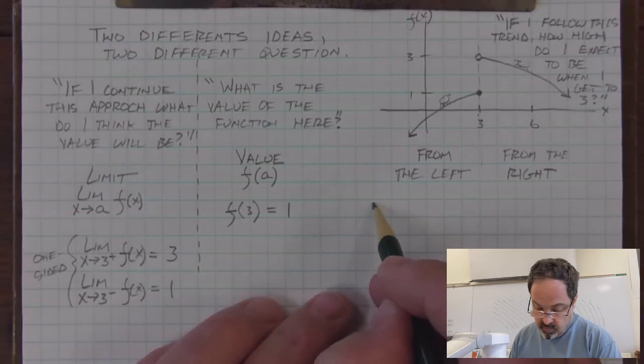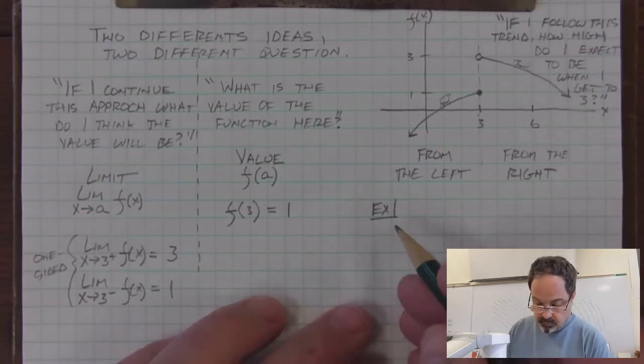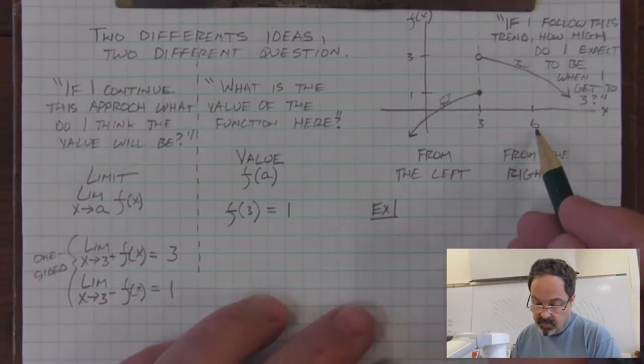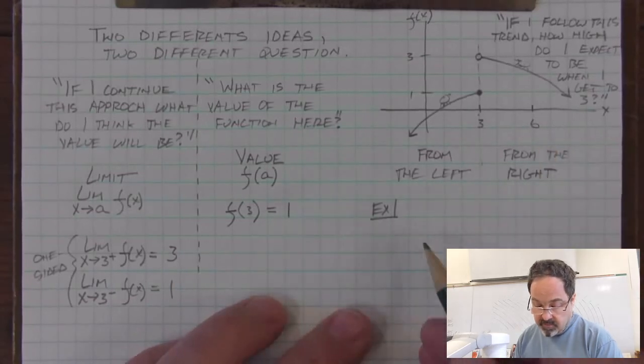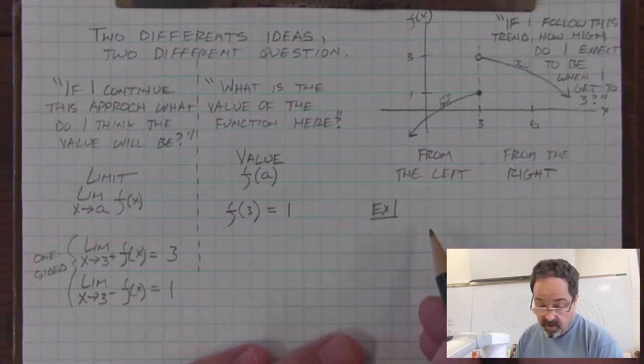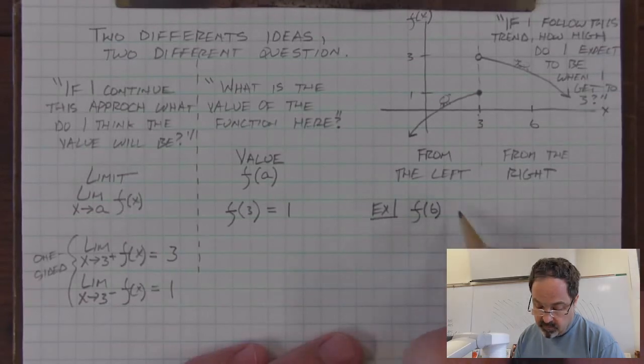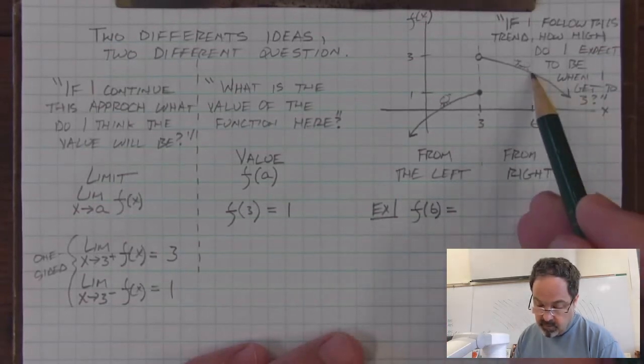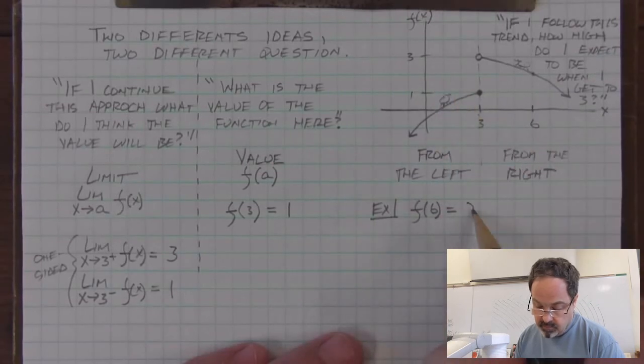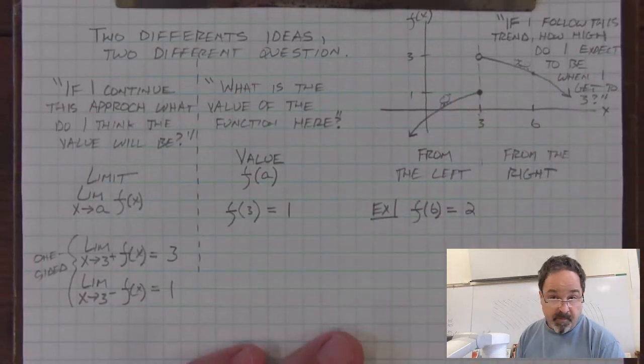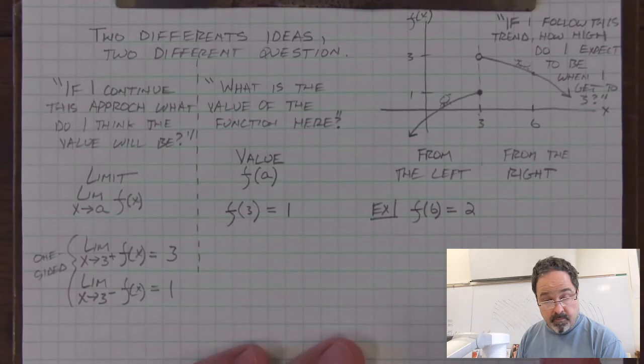Let's give one more example of these questions. We have another domain value here of 6. So we could ask the familiar question, what is the value of the function at 6? And we could write that down. f of 6 is equal to, appears to be, 2. That's the value question, the familiar one.